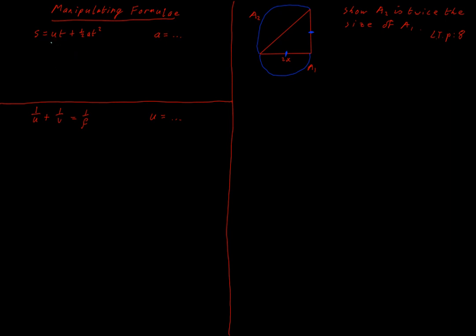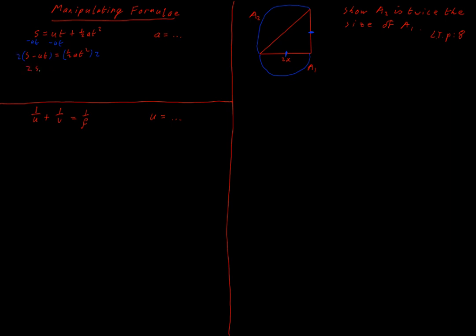So what I'm going to do is subtract ut from both sides. s minus ut is equal to a half at squared. I don't want this half here. Generally, I want to get rid of fractions. So I'm going to multiply both sides by 2, which is the lowest common denominator. So I have denominators of 1, 1, and 2. I'm going to multiply both sides by the lowest common denominator. For simple fractions like this, that's usually the best way to handle things.